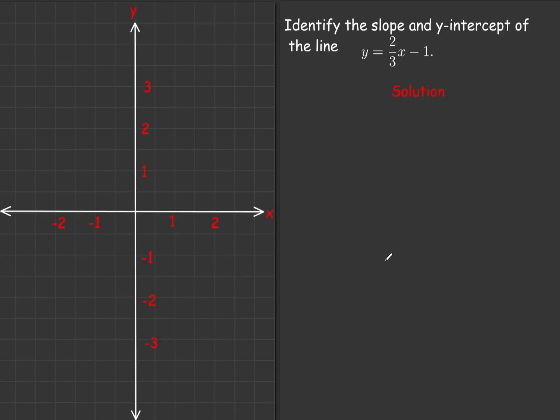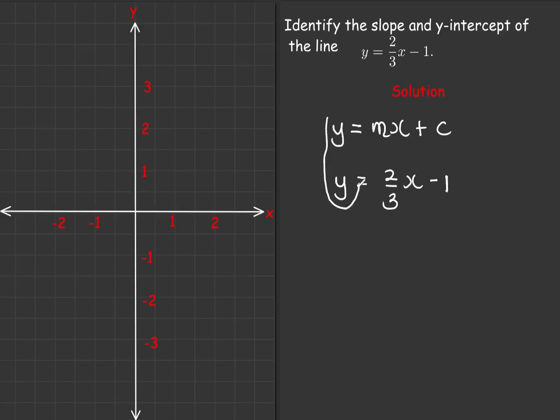Looking at this first question, it says identify the slope and y-intercept of the line y equals 2 over 3x minus 1. So how do we go about this type of question? First of all, we know that the slope-intercept form is written as y equals mx plus c. Now the equation we've been given is y equals 2 over 3x minus 1.